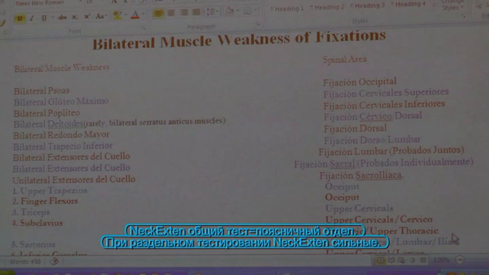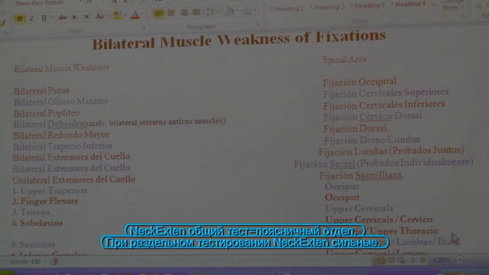Bilateral extensor of the neck is related to the lumbar spine, only when you test both extensors together. But every extensor is strong in the clear.